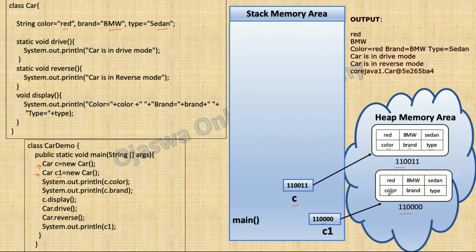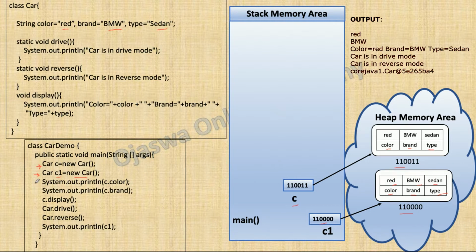And this C1 will have its own copy of variables. We are not passing any different values to the object C1, hence it will take the default values only. So it will have its own copy of instance variables, color, brand and type, and the default values will be assigned to it. Like this, if you create multiple objects, every object will have its copy of instance variables.